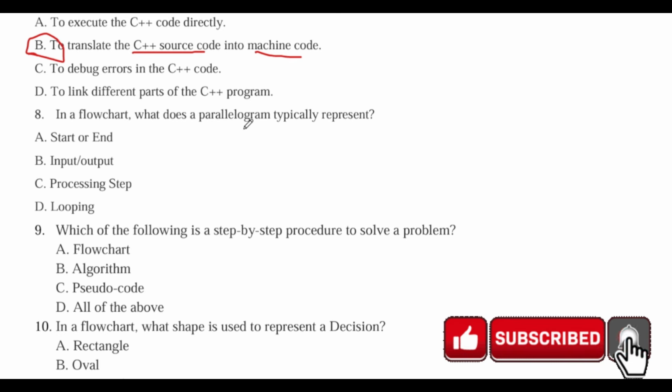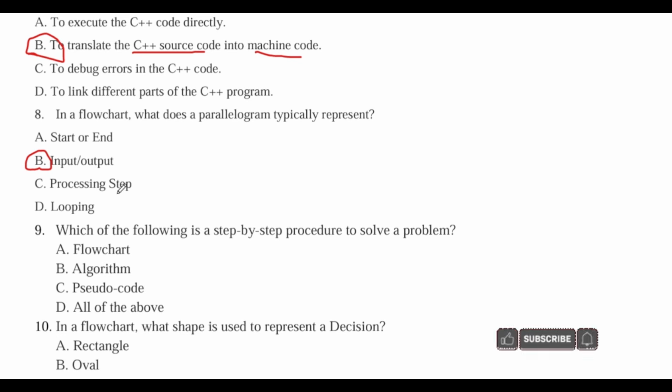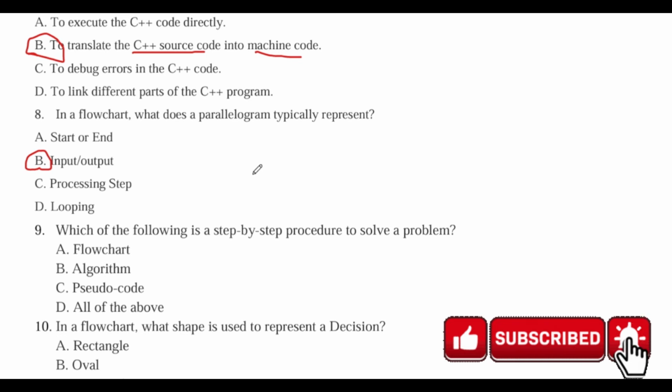Question number 8. In flowchart, what does parallelogram represent? Start and end are represented by oval or circle. Processing step or computation is represented by rectangle. Decision is represented by diamond, and input output is represented by parallelogram. You have to identify their use and the representation.